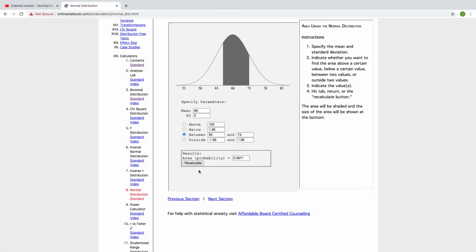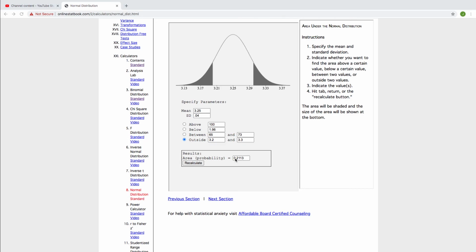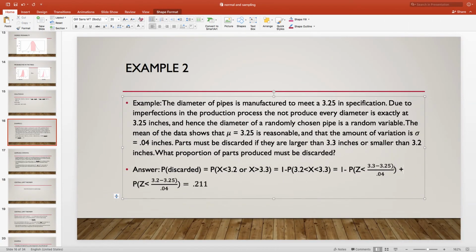Okay. So if we were to calculate this, the standard deviation is 0.04. The mean is 3.25. We want the probability of discarded, which means it's outside 3.2 or bigger than 3.3 inches. And if we recalculate, this is 21.1%. And that's exactly the number we got here.